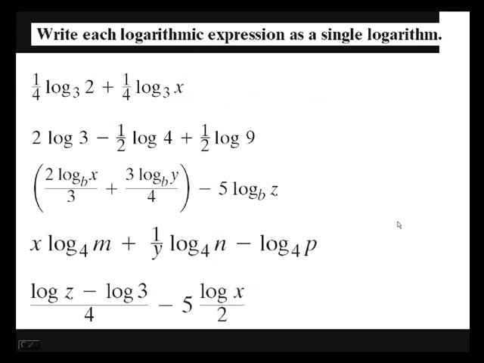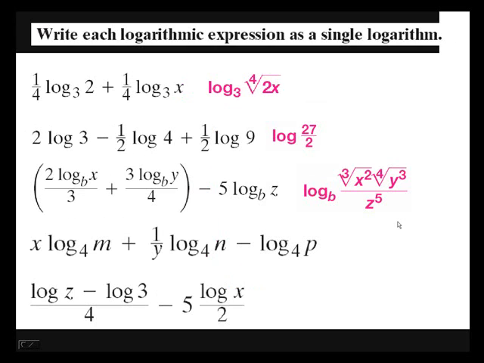Here's a bunch for you to try. Go ahead and pause the video, give those a try, and then I'll show you the answers here when you press play. Okay, here are the solutions. I'm not going to take time to talk through these, but if you want, you can see me in class or whatever, and we'll go over some of these on paper together, you and I and whoever's in your group.